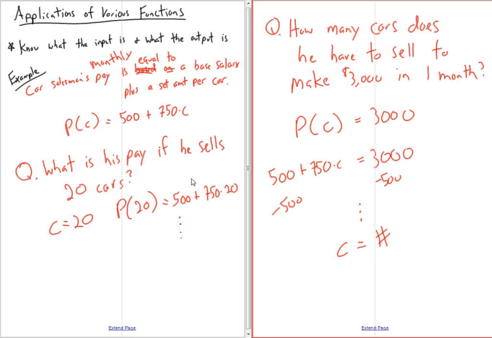So it's important to recognize that these two questions are asking different things, and they're asking you to find different things. This one is asking, given a number of cars, what's the amount of pay? This one says, given an amount of pay, how many cars would he have to sell? So just understand what the input is, what the output is, what's the dependent variable, what's the independent variable. The independent variable is the input. The dependent variable is the output.